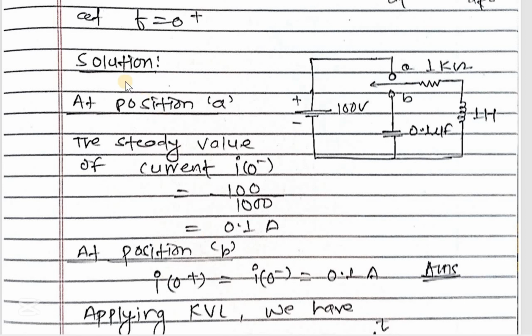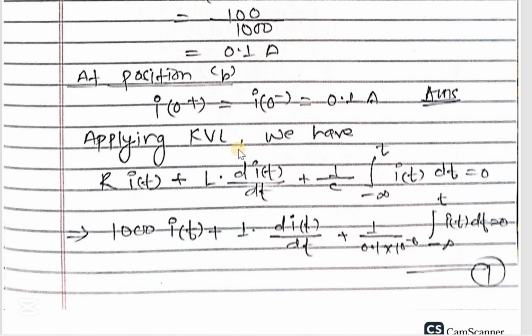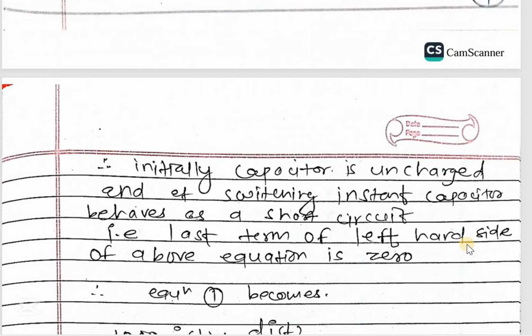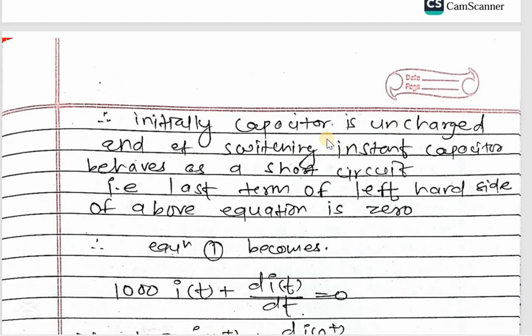Then applying KVL, we have R i(t) plus L di(t)/dt plus 1 by C integration from minus infinity to t of i(t) dt equal to 0. Then put the value of all R, L and C. This is equation 1. Initially the capacitor is uncharged, and at the switching instant the capacitor behaves as a short circuit. That is, the last term of the left hand side of the equation is 0.